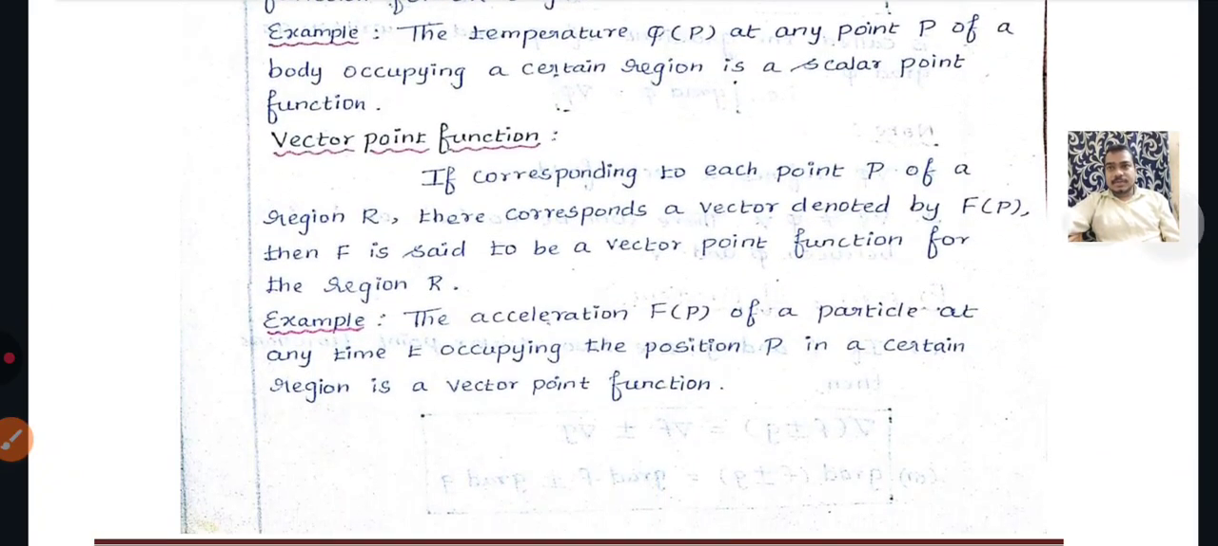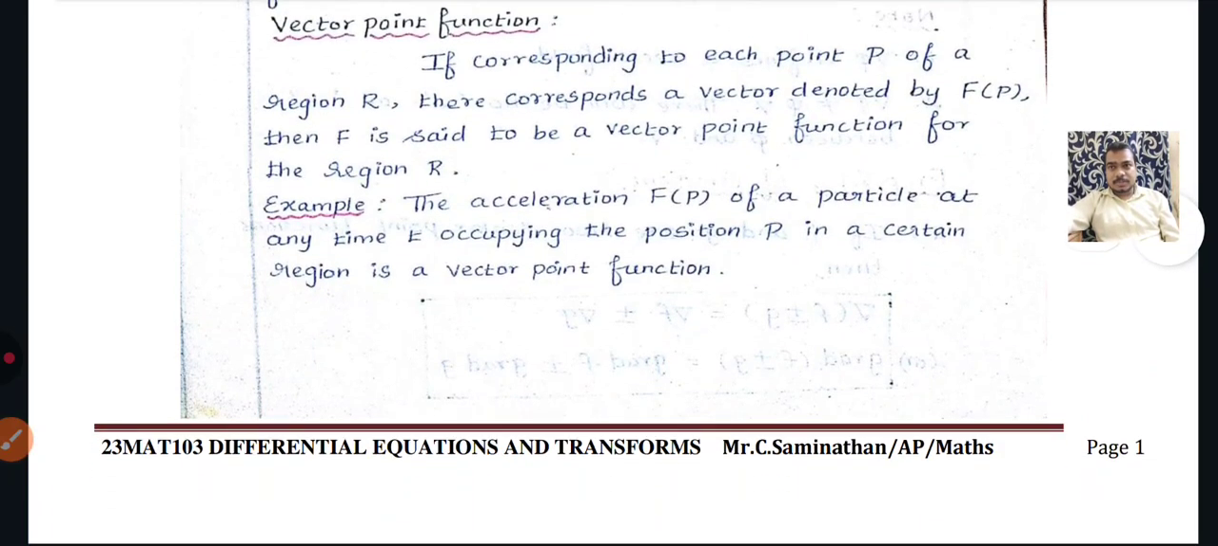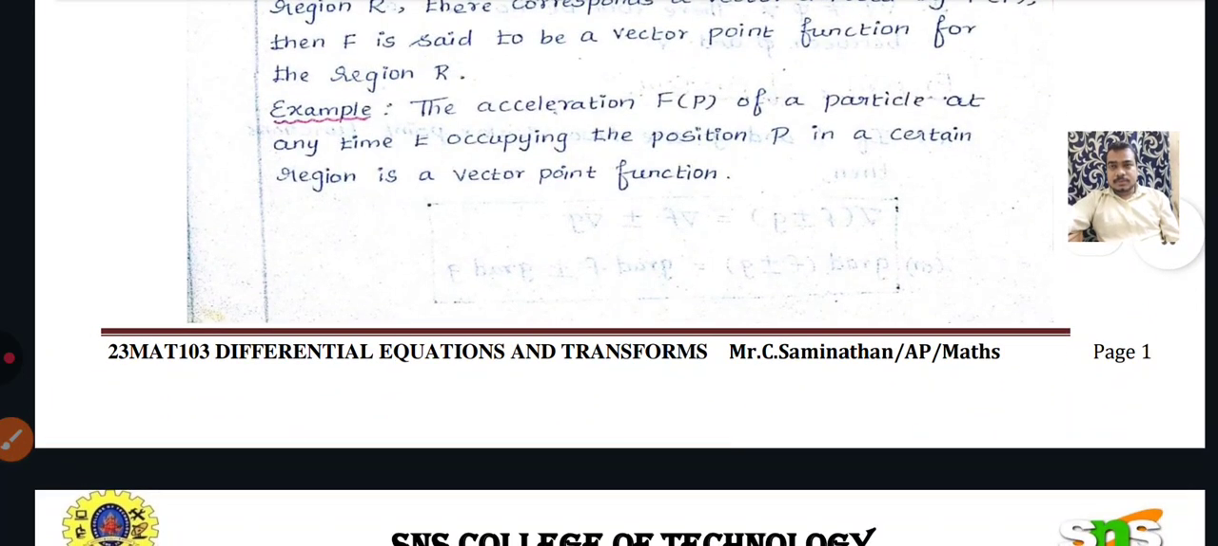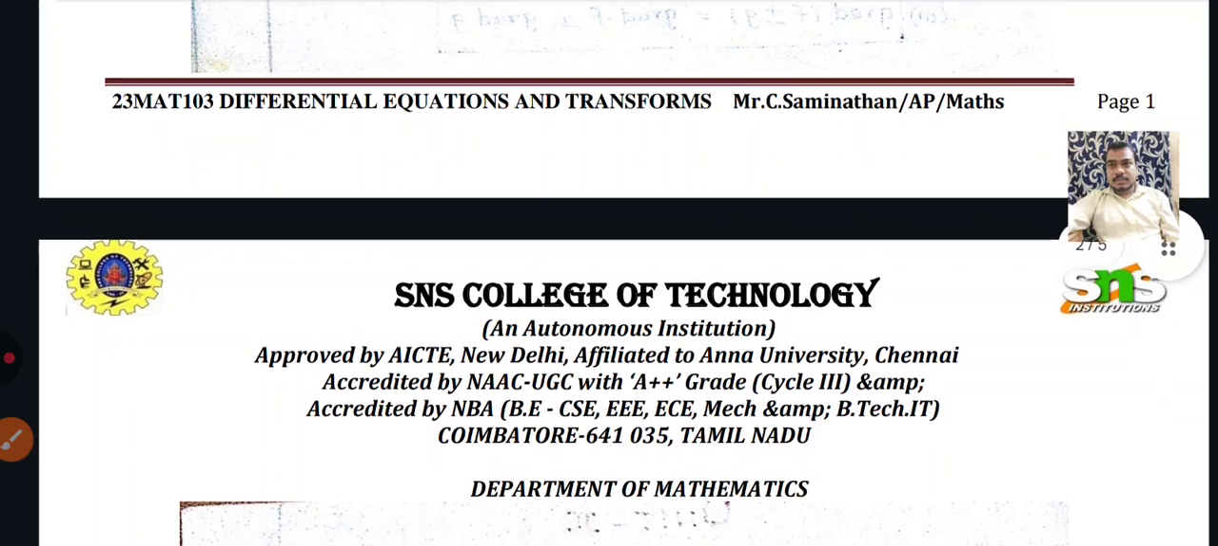The next definition is the vector point function. If f is a vector corresponding to the point P, then f of P is said to be a vector point function for the region R. For example, the acceleration f of P of a particle at any time at a certain position P, which describes the movement of the particle, is called a vector point function.